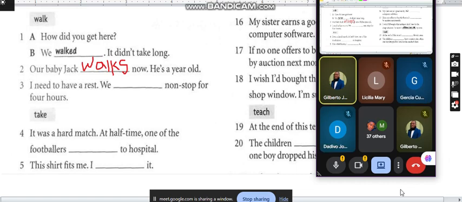Okay, I think it was from the previous contribution. Now let's go to number three. Number three, we have: I need to have a rest. We blank space non-stop for 4 hours, and the verb is still walking. So, what could be the appropriate form to be used here, and what tense should that be? Someone?